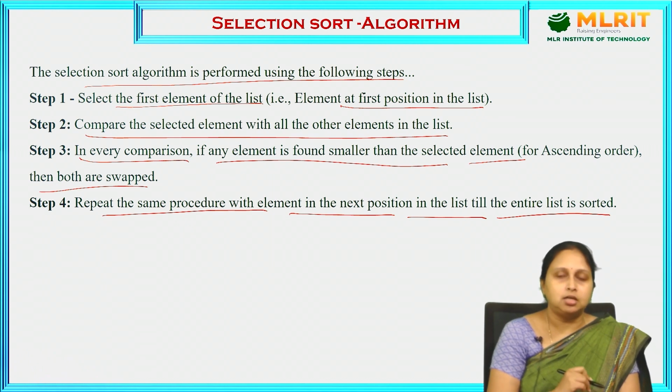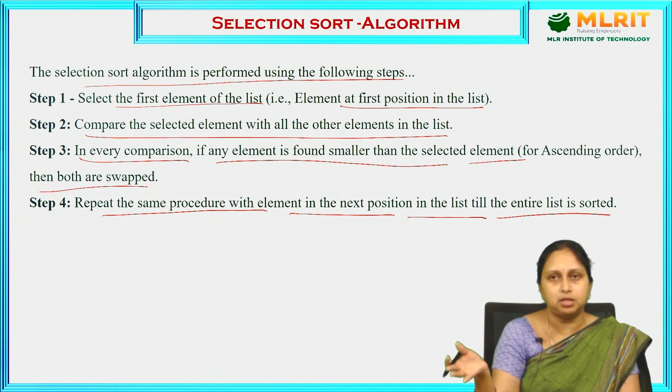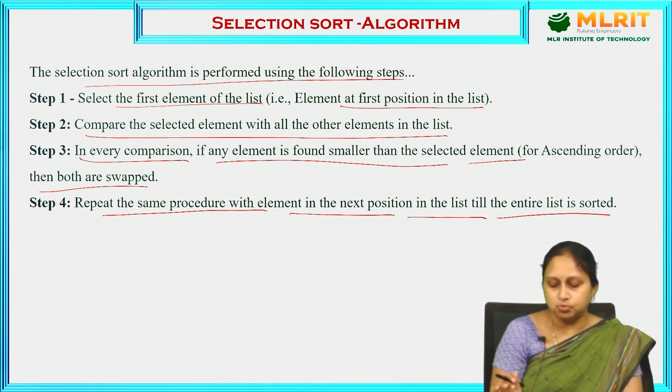The same process has to be repeated for the next selection of elements with the minimum element. You need to perform the swapping, and repeat this process until all the elements are in sorted order.